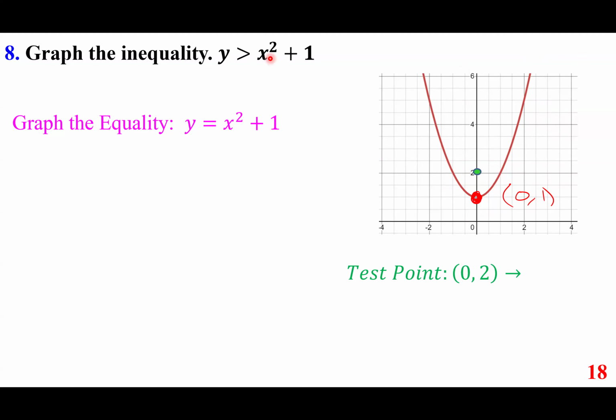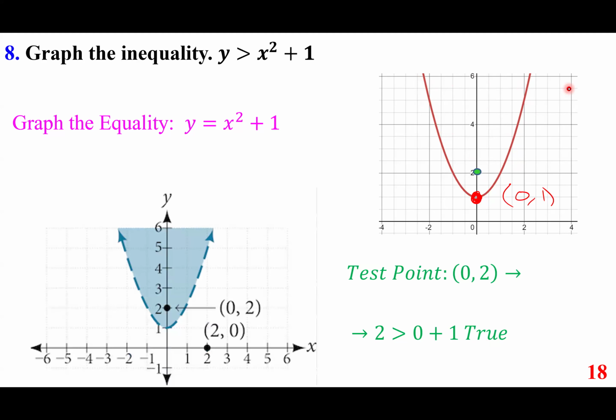If I plug in x is 0, I get 1, and y is 2. So 2 is larger than that. Yes, it is a true statement. What does it mean? It means this point works. So everything inside works. So you're going to shade the inside and make sure the borderline is dashed. So that's the test point. Shade the region inside. The parabola itself is not part of the solution.